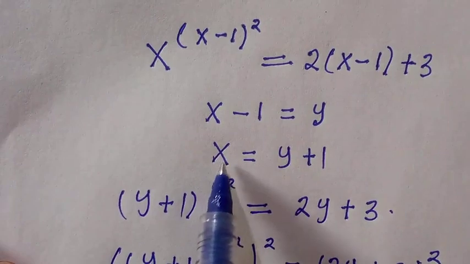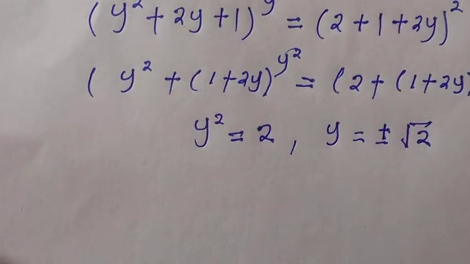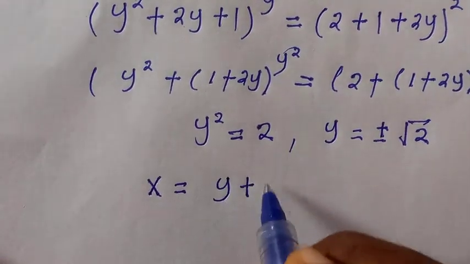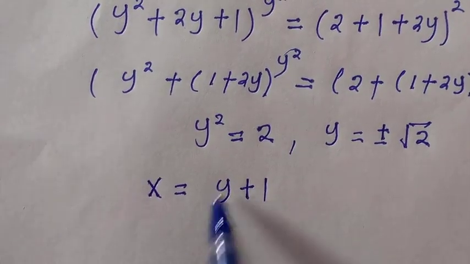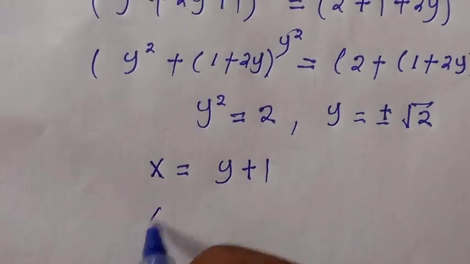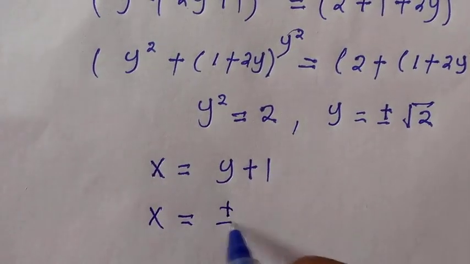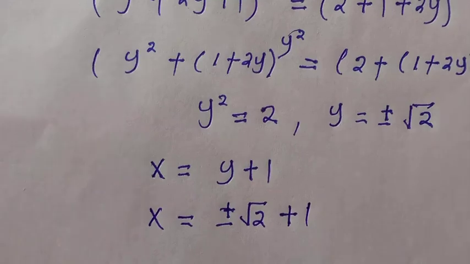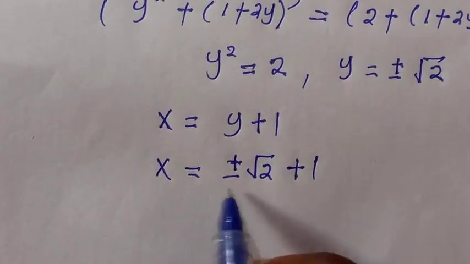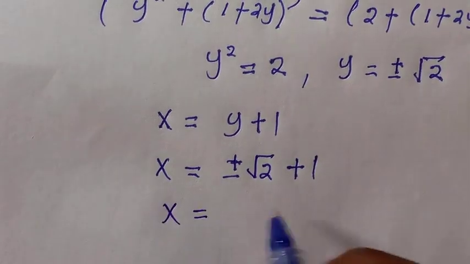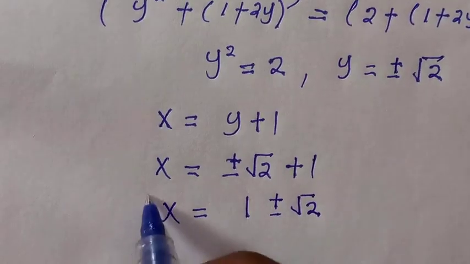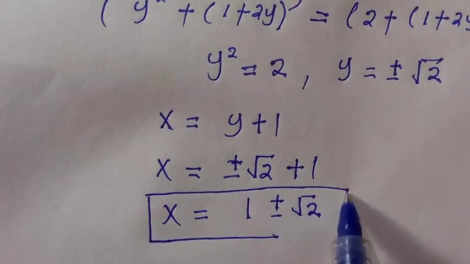So we recall that we let x equals y plus 1, and we substitute it here. We have x equals y plus 1. By replacing y with plus or minus root 2, we get x equals plus or minus root 2 plus 1. For the normal writing of it, we have x equals 1 plus or minus root 2. And this gives the solution to this problem.